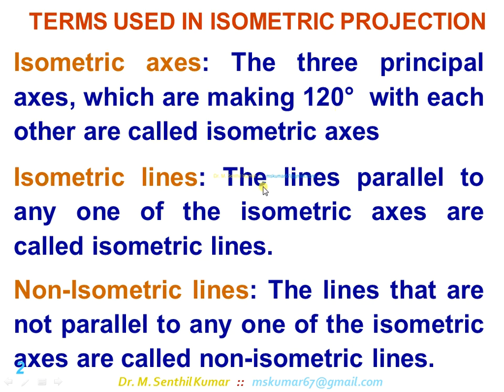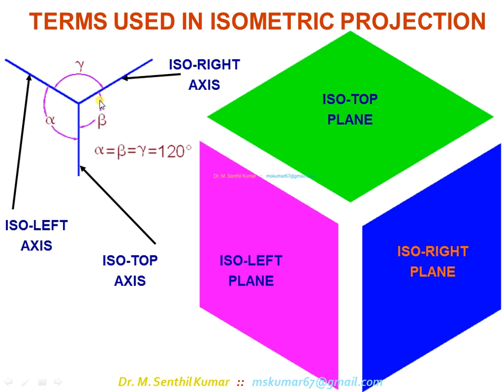Isometric lines: the lines parallel to any one of the isometric axes are called isometric lines. Non-isometric lines: the lines that are not parallel to any of these isometric axes are called non-isometric lines. There are only three isometric lines: isometric right, isometric left, isometric top. All three are equally inclined, equal to 120 degrees.